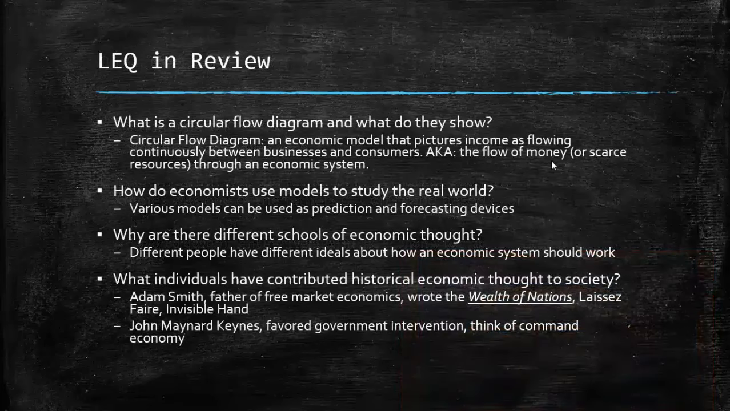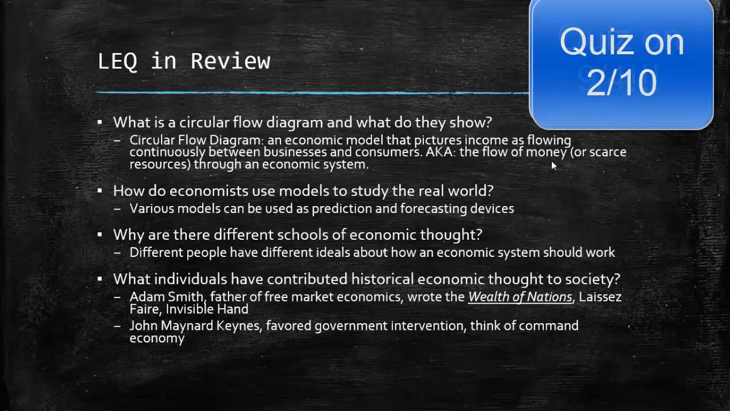LEQ in review. A circular flow diagram is simply an economic picture or model that shows income flowing continuously between businesses and consumers. How do economists use models to study the real world? Various models. Now, we've only seen a few. We've seen PPC diagrams, production possibilities curves. We've seen circular flow diagrams, and we're going to see a lot more this semester. But various models can be used as prediction and forecasting devices.